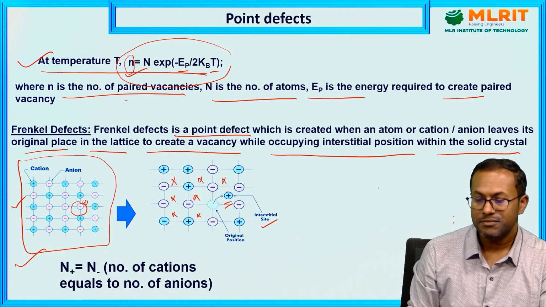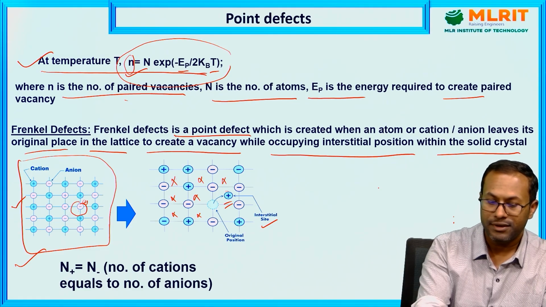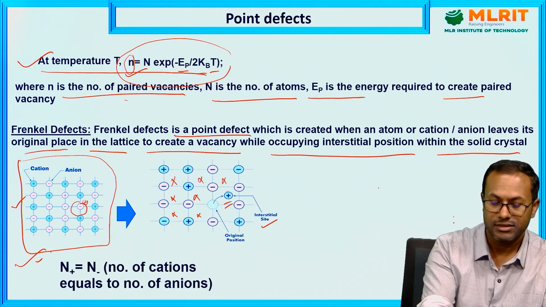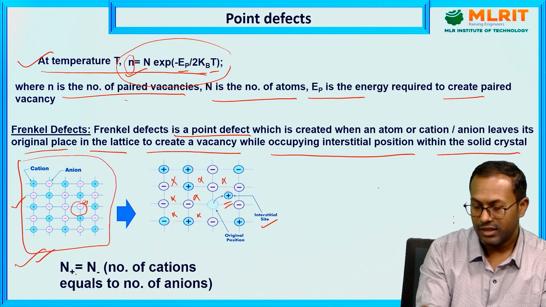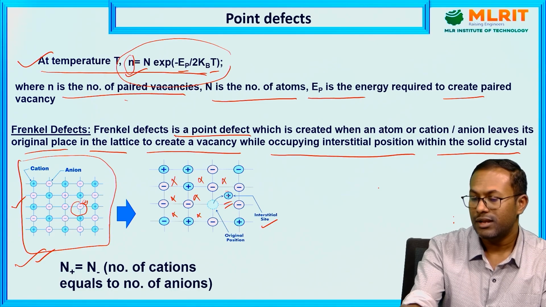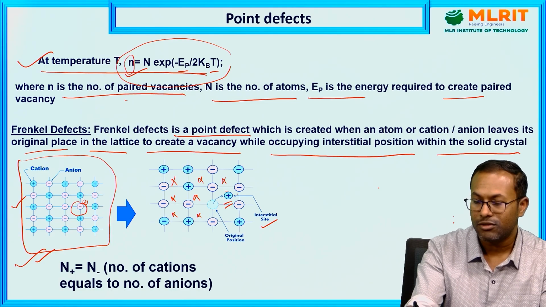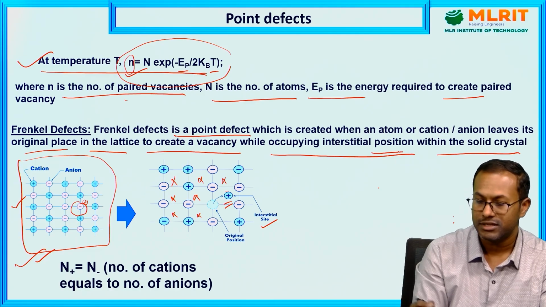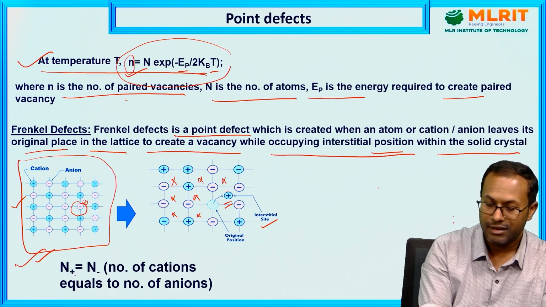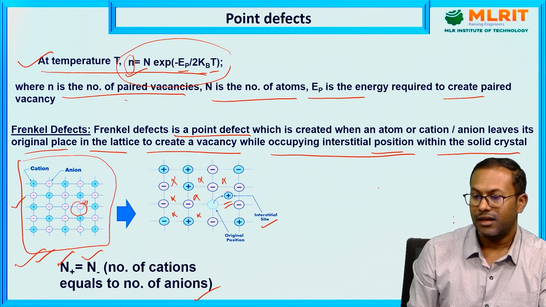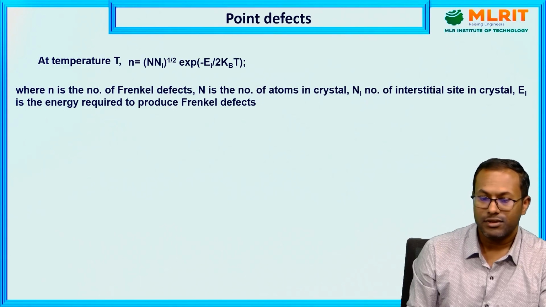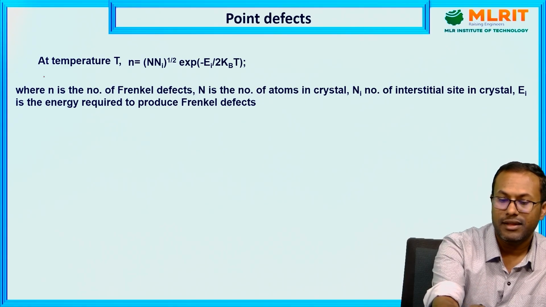In this case, without defect, the numbers of cations and anions are the same. Even after defects, the numbers of cations and anions will be equal because the ion is not totally removed from the crystal structure. It is seated in an interstitial position. So even after defect, the numbers of cations and anions are the same in a crystal defect like Frenkel defect. So there is a mathematical expression at any temperature T.